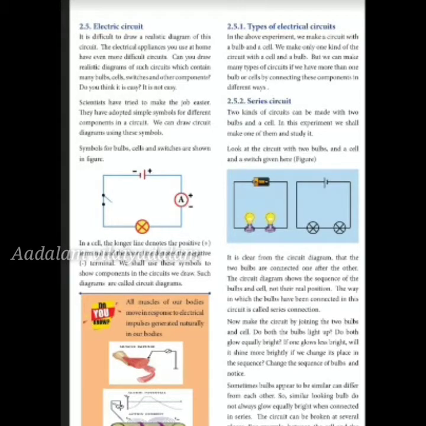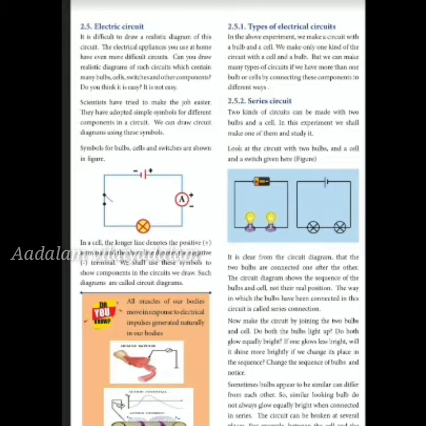Now, types of electrical circuits. Your circuit can be in series or it can be in parallel. In the above experiment, we made a circuit with a bulb and a cell. We made only one kind of circuit with a cell and a bulb, but we can make many types of circuits if we have more bulbs and more cells connected in the circuit in different ways. One is the series circuit. Two kinds of circuits can be made with two bulbs and a cell. In this experiment, we shall make one of them and study it.